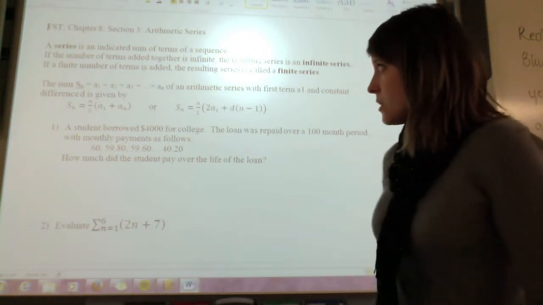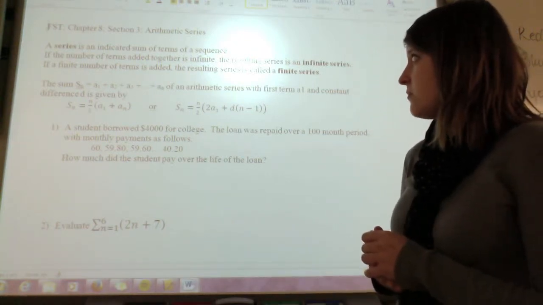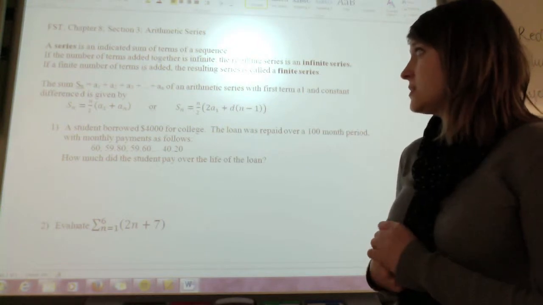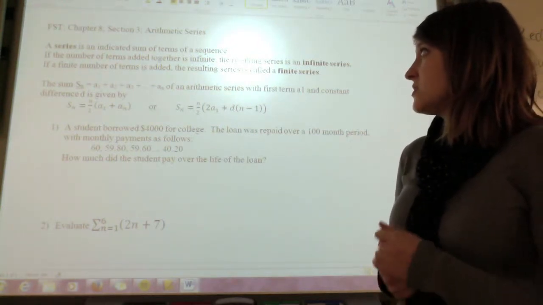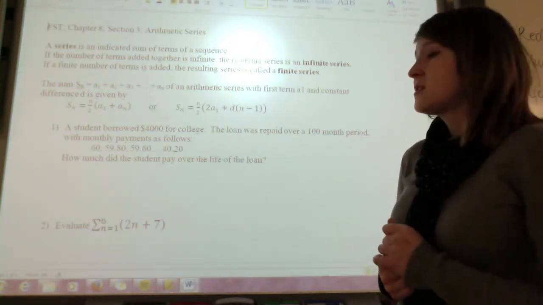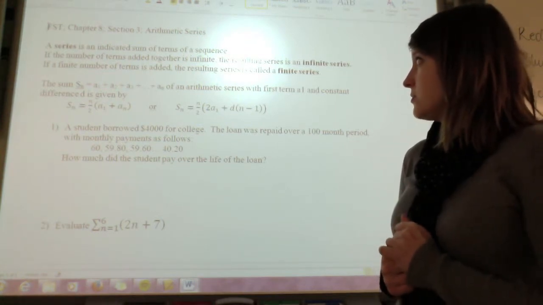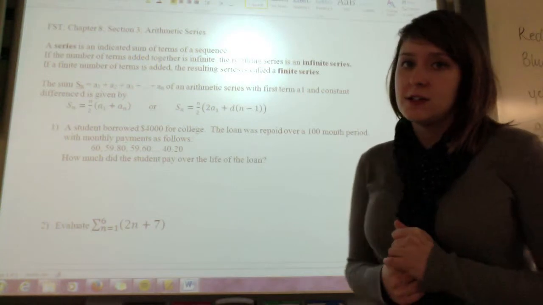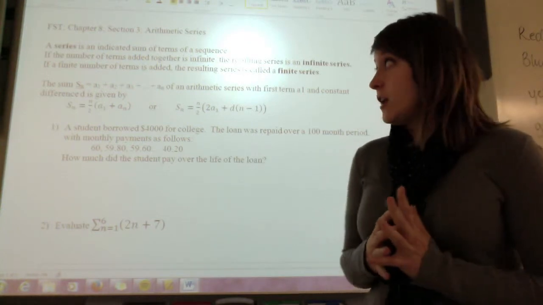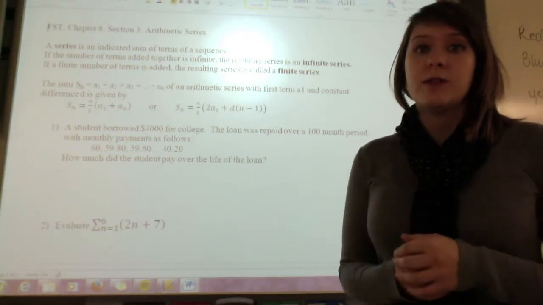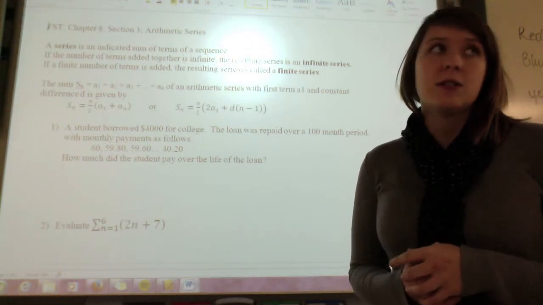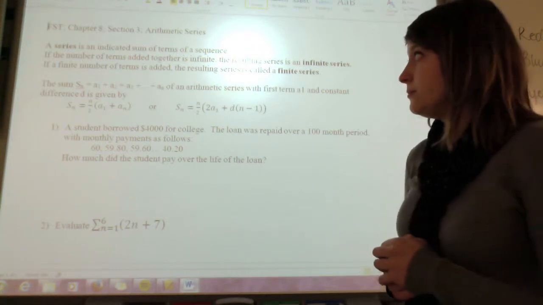So a series is an indicated sum of terms of a sequence. If the number of terms added together is infinite, the resulting series is called an infinite series. If a finite number of terms is added, the resulting series is called a finite series. So we're going to be talking about finite series, and then later on we're going to move into infinite series and use limits in order to determine the solutions.